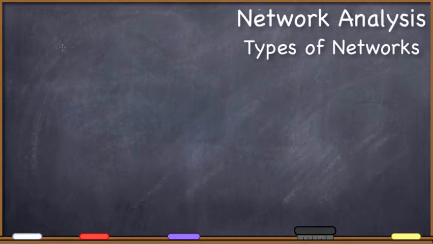Video, I'd like to talk to you about the two main kinds of networks. We can basically group networks and network analysis into two major groups. So let's talk about that right here. The first major kind of network in network analysis is called a transportation network.